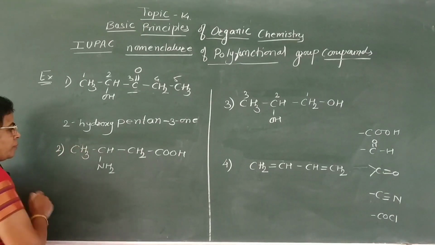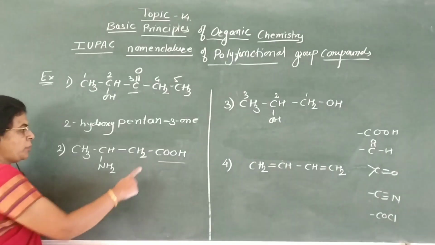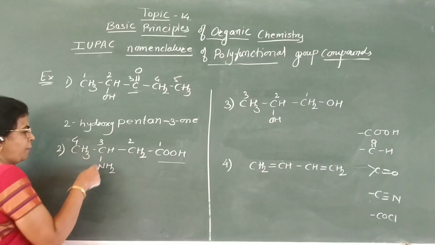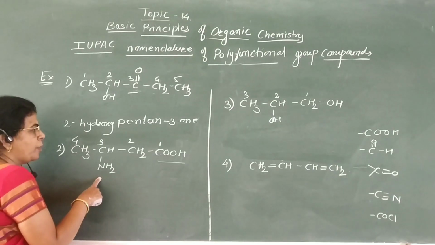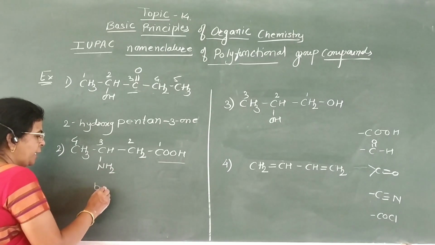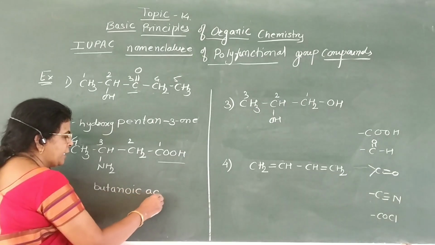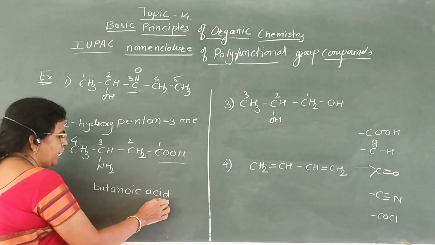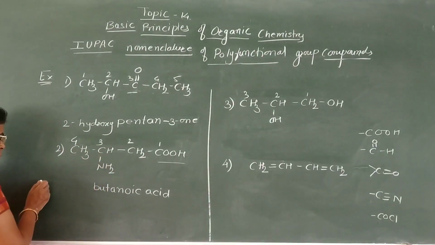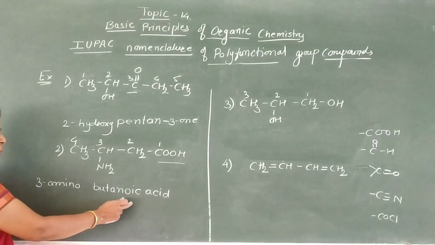Now next. In this case, this is the principal functional group, that is COOH. Now from this functional group, give numbering 1, 2, 3, 4. At 3 position there is amino group, that is NH2 group. Now the principal functional group is carboxylic acid, therefore parent alkane is butane, and replace E from butane by oic acid. Due to this carboxylic acid, it becomes butanoic acid, and at 3 position there is amino group. Therefore name of this compound becomes 3-aminobutanoic acid.